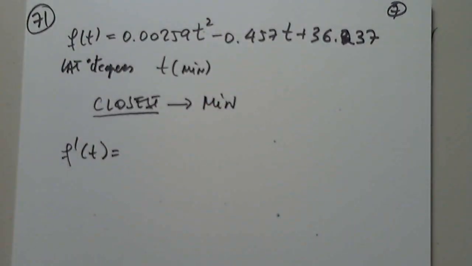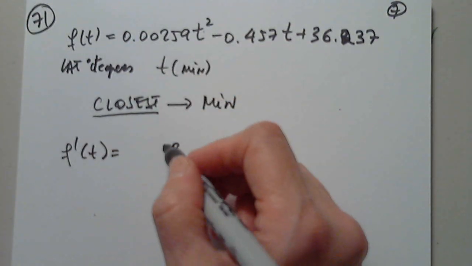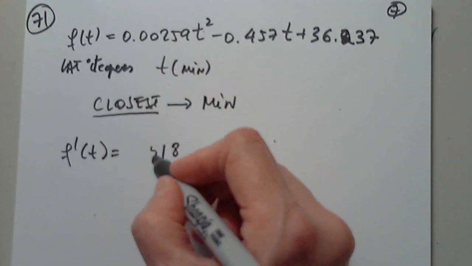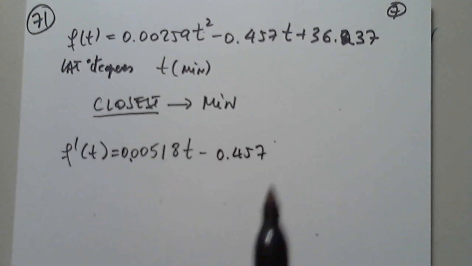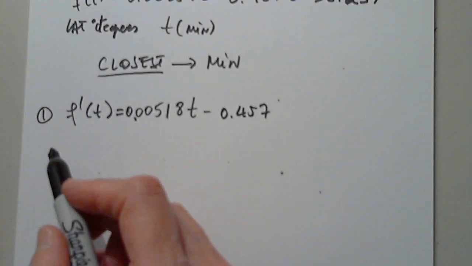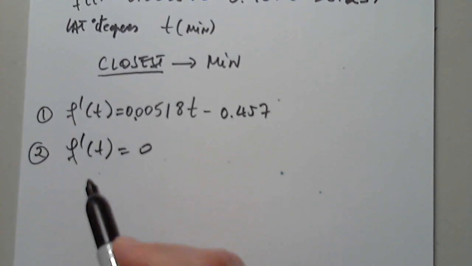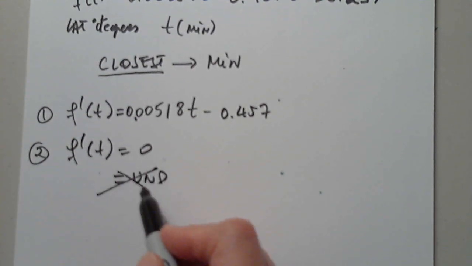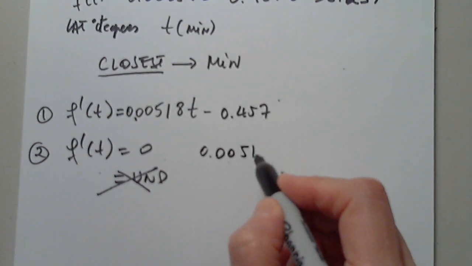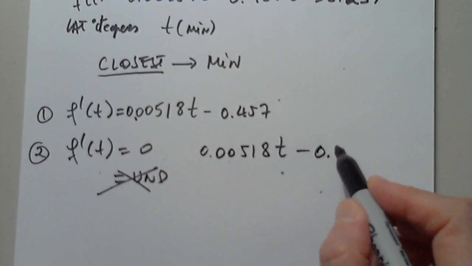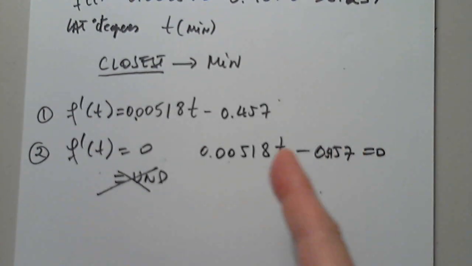So let's find the derivative as we know. Weird, but these are the numbers. We have to work with them. So f prime of t equals 0.00518 t minus 0.457. So this is number 1. Of course, number 2. We want f prime of t equals 0 or undefined. Well, it's not possible. It's a polynomial function. I set this equal to 0. 0.00518 t minus 0.457 equals 0.